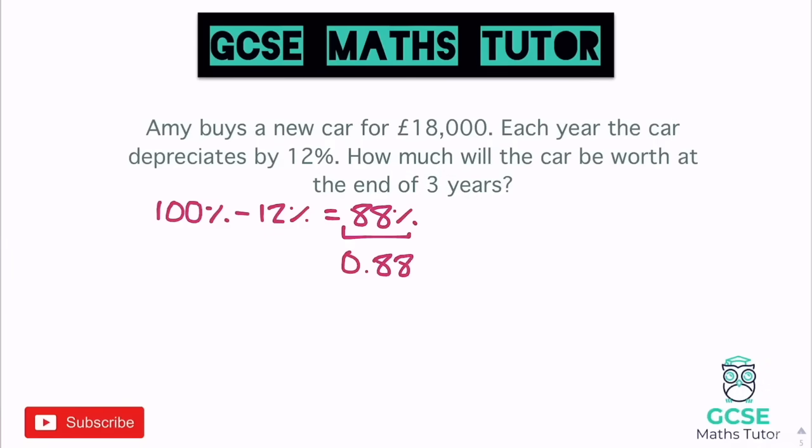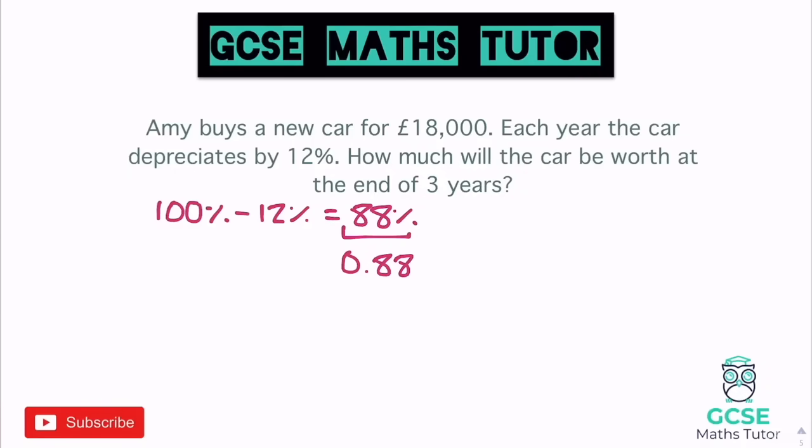And straight away, if we just times by 0.88, it will actually take away 12% for us. I can do that on the calculator, 18,000 times 0.88, and it gives me the answer 15,840. So that would actually just reduce it for me in the first year. And I could just do that 3 times. I could just times by 0.88 and keep on repeating that. Or I can actually do something to speed things up a little bit.